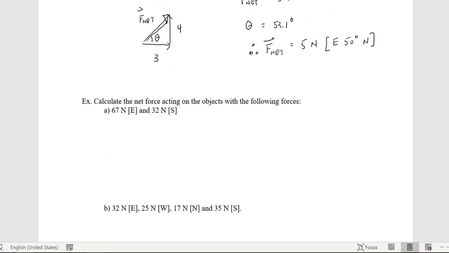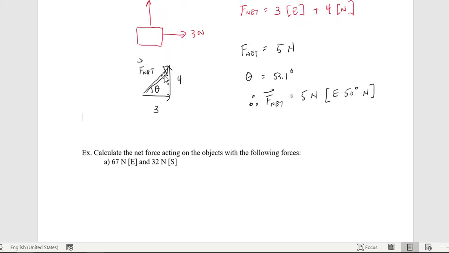So you should be able to do some problems based on that. So let's try a simple question here. Calculate the net force acting on an object. Here's your object, you have 67 newtons going east, oops, not north, east. And 32 newtons going south. Now this should be bigger because it's 60, it's almost double. Okay, so this is what we have here.